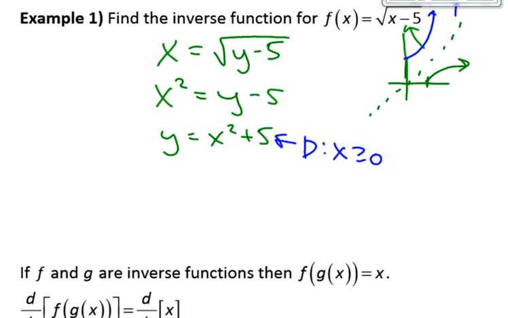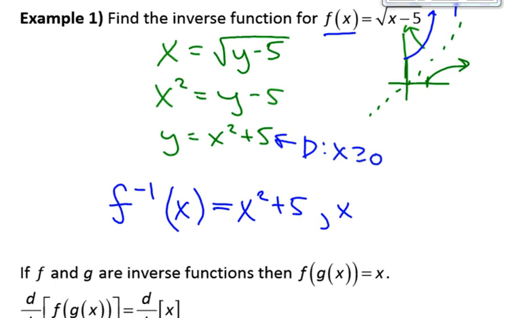Also, something else that I want to point out to you: I said y, but if I called my original function f, that means that my inverse needs to be called the inverse of f, or it looks like f to the negative 1 power. So I'm going to say the inverse of f is the function x squared plus 5, but only when x is greater than or equal to 0. Okay? All right, so now let's look at the derivative of an inverse function.